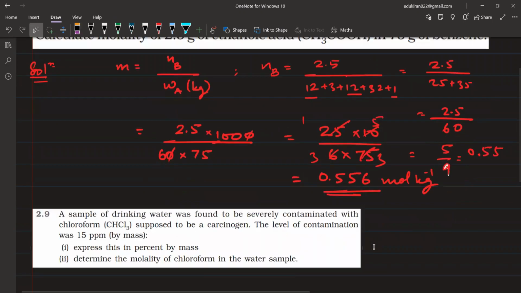Please write this next question. A sample of drinking water is found to be severely contaminated with chloroform, supposed to be carcinogen. Yeah, that's true. The level of contamination was 15 ppm by mass. That means 15 grams of CHCl3 in 10 to the power 6 gram of solution.